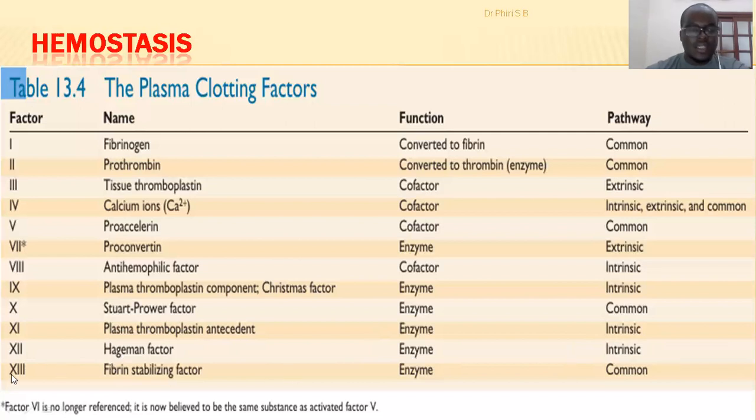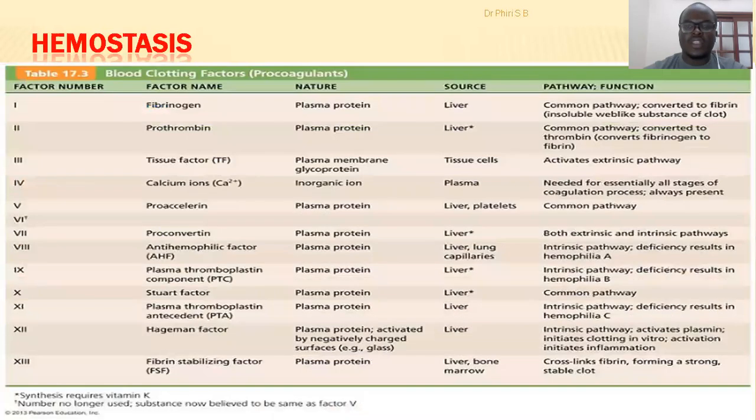Then you also have factor 13. This is a fibrin stabilizing factor that will result in the formation of cross bridges of fibrin to form that fibrin mesh network that will now cover the clot. So this is an enzyme that is involved in the common pathway. So this is just the naming of the factors, but you also need to know where these factors are coming from. So this other diagram is more comprehensive because it's telling you about the factor number and then the factor name, the nature, the source, and the pathway or the function of that factor. So we'll go through this again, just to enhance your understanding.